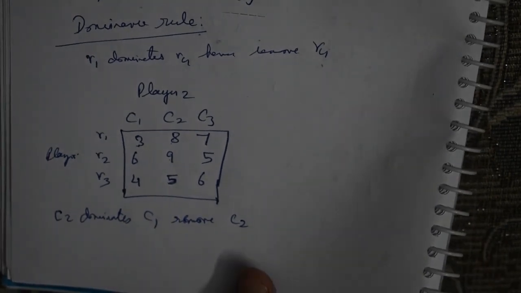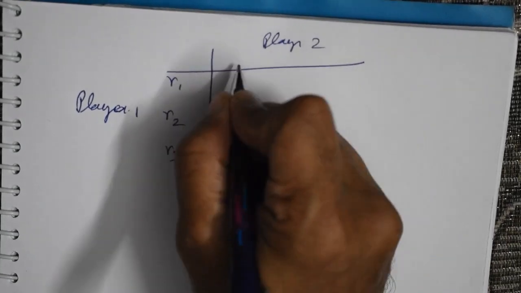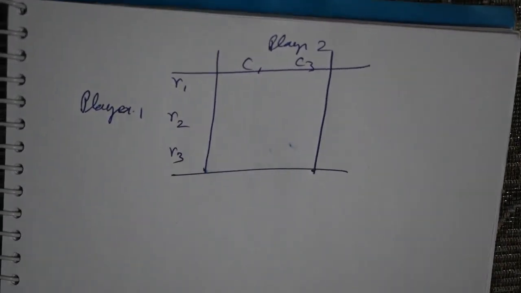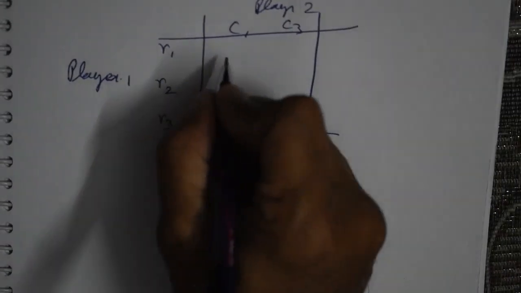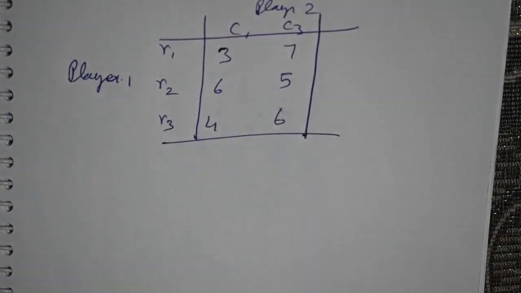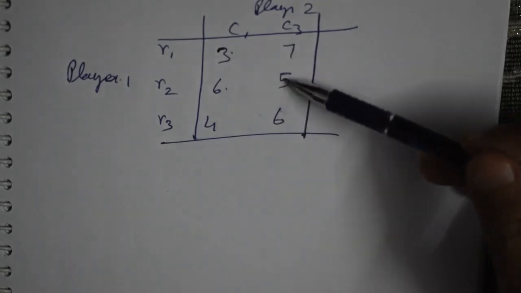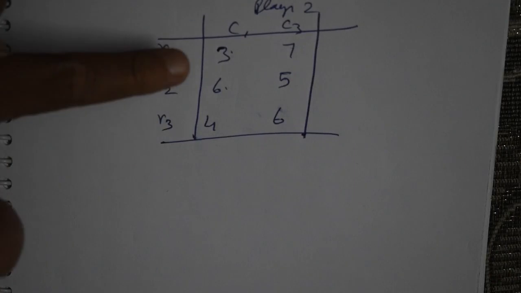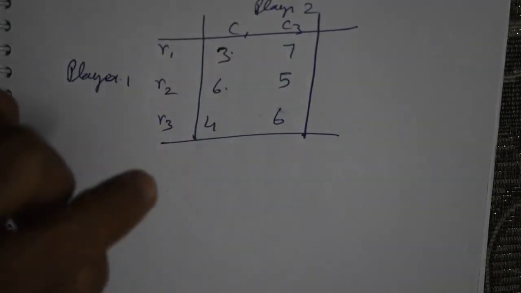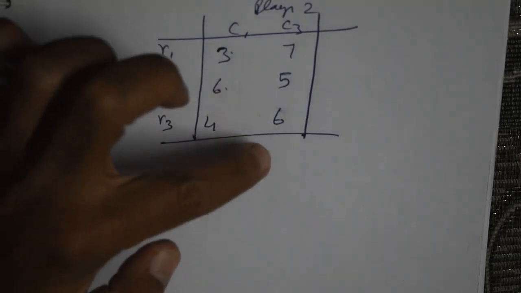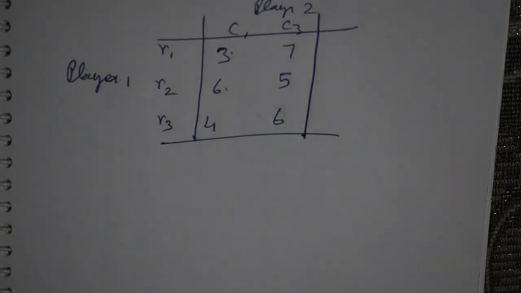Now we have a reduced matrix with 3 rows and 2 columns: player 1 has R1, R2, R3 and player 2 has C1 and C3. The values are 3, 6, 4, 7, 5, 6. Now we can try row wise. Comparing row 1 and row 2: 3, 6, 3 is small, 7, 5, 7 is big, I cannot cancel. Row 1 and row 3: 3, 4, 3 is small, 7, 6, 7 is big, I cannot cancel. R2 and R3: 6, 4, 4 is small, 5, 6, 6 is big, I cannot cancel. Which means I am not able to eliminate a row. If I eliminate a row, I will get a 2 by 2 matrix and can employ the formula.